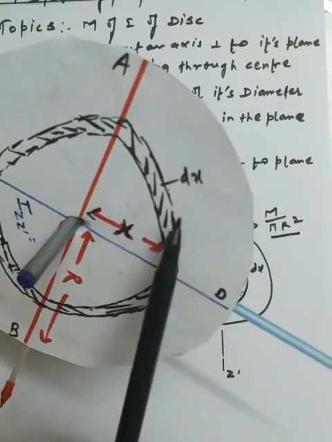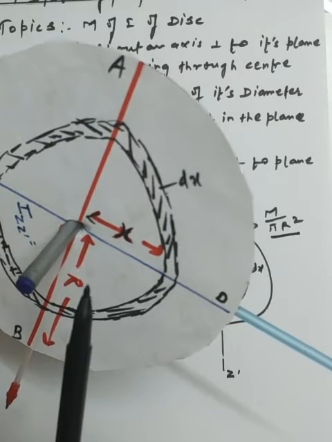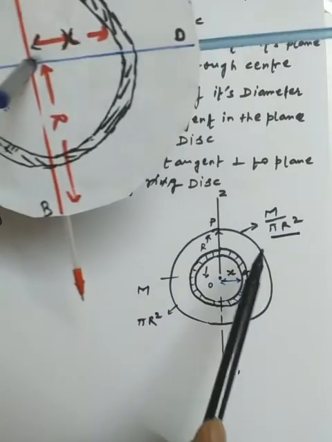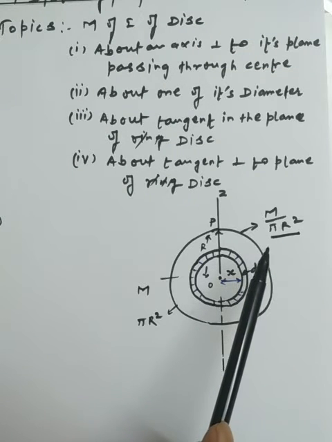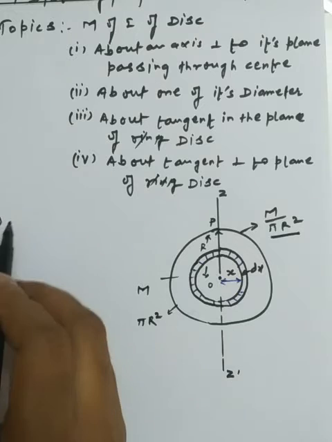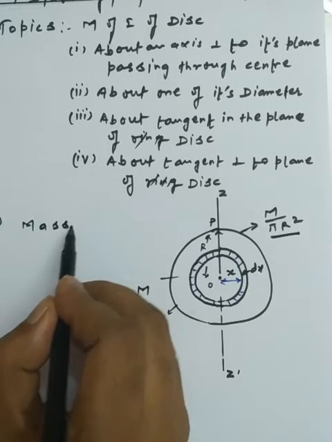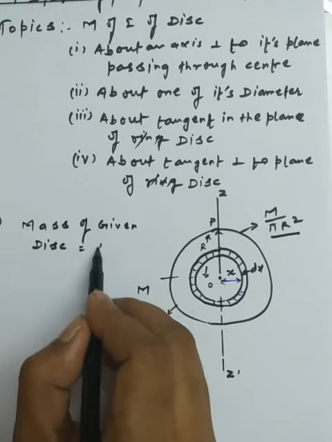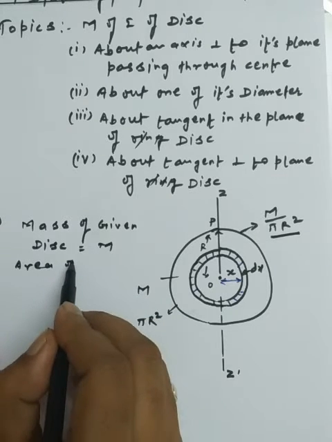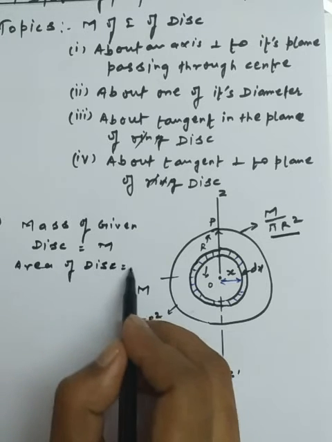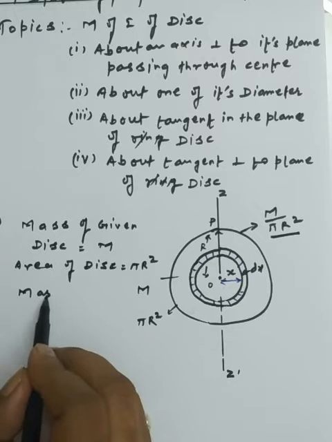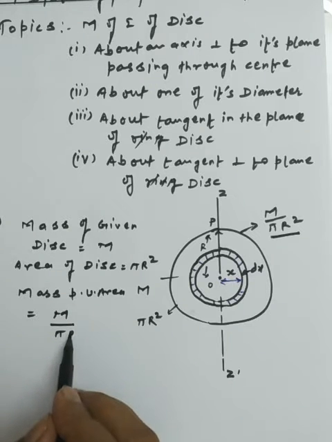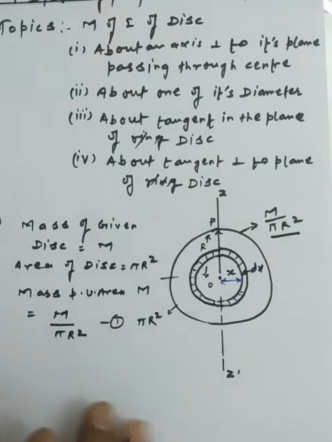Whenever we consider an element, we should consider its area, and in per unit area how much mass of this element is available. That's why we assume the mass per unit area of the given disk. With this basic concept we can start. Mass of the given disk; area of the disk is equal to pi r square; mass per unit area is M upon pi r square. This is one of the basic assumptions we have.